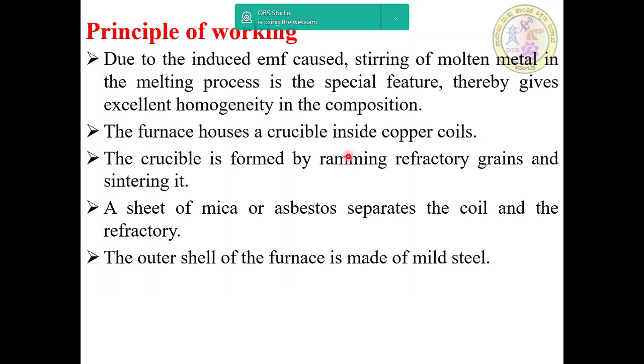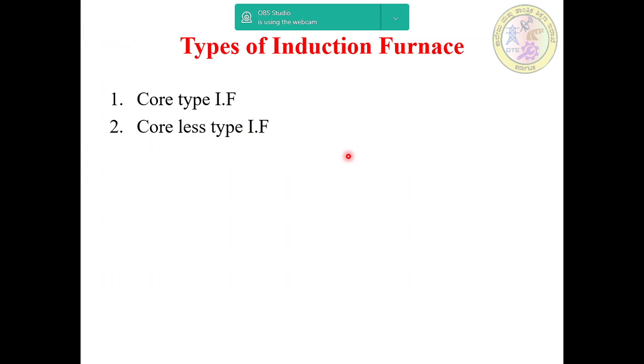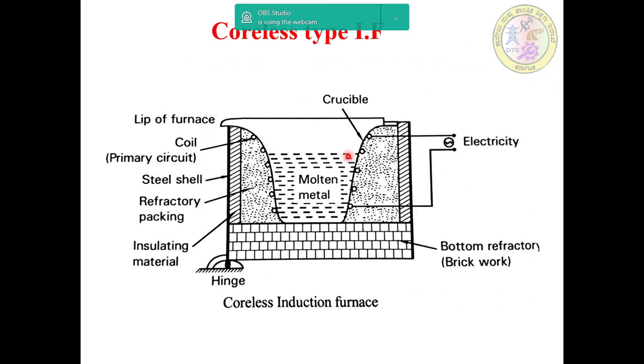That is about the principle of working of these induction furnaces. These induction furnaces may be further classified into two types: core type induction furnace and coreless type induction furnace. In the first type, the coils are surrounded by the molten metal, and in the second type, the coils surround the molten metal. We will discuss one by one. First, we will take the coreless type induction furnace.